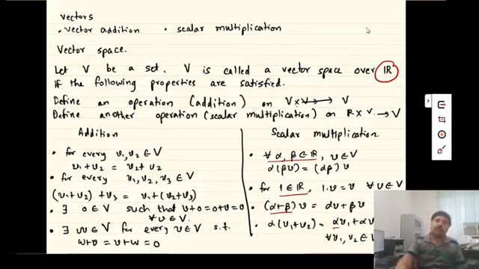If they are coming from some other set, the set of complex numbers, or certain types of fields which are finite fields which have applications in coding theory and all, so if the scalars with which we multiply are coming from a different set, then it will be a vector space over that particular set. Okay, so in this particular course we will not go beyond real numbers. So I have defined a vector space over R, the set of real numbers.